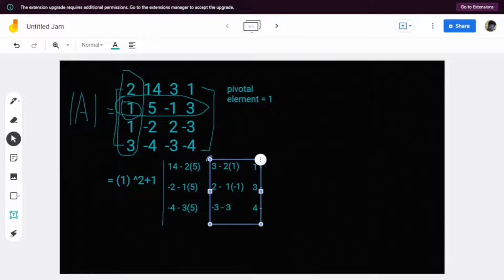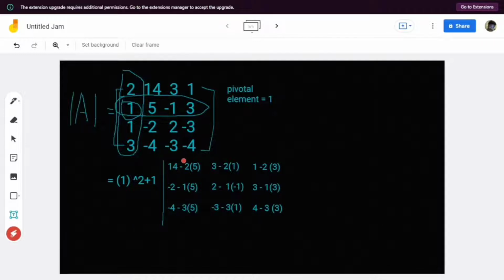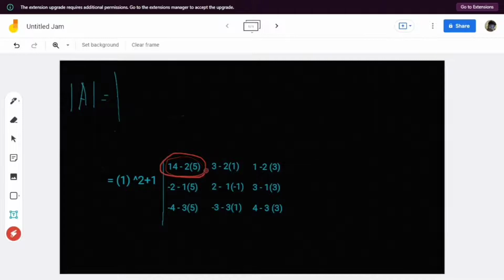And for the third row, negative 3 would be 3 times negative 1. And for the third column element, we are going to subtract 2 times 3. And for negative 3, we're going to subtract 1 times 3. And for the negative 4, we are going to subtract 3 times 3. As you can see, the first, second, and third columns have the same element in the same row, which is 5, negative 1, and 3. And now, we will operate this and simplify it so it is a 3 by 3 determinant. And now, let's simplify the determinants.